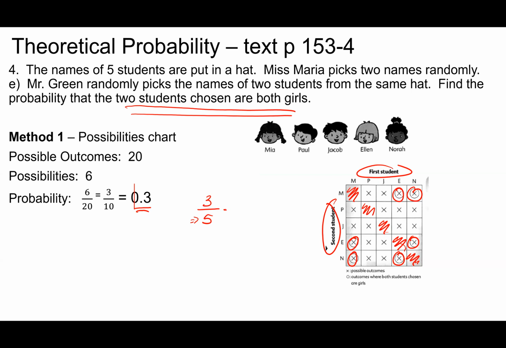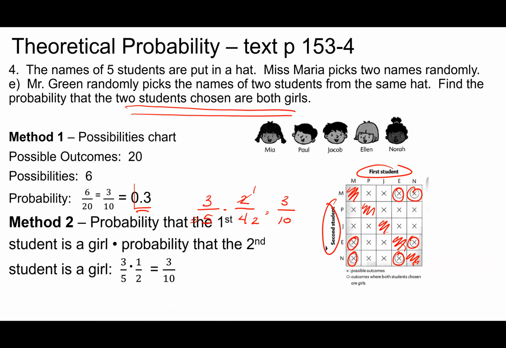If I pick a girl the first time, how many kids do I have? How many kids do I have after I pick a girl, class? 4. I've already picked 1 girl. How many girls do I have left in the mix? 2. Okay, so that simplifies to 1/2. Do I still get 3/10? Yes. You can use either method.